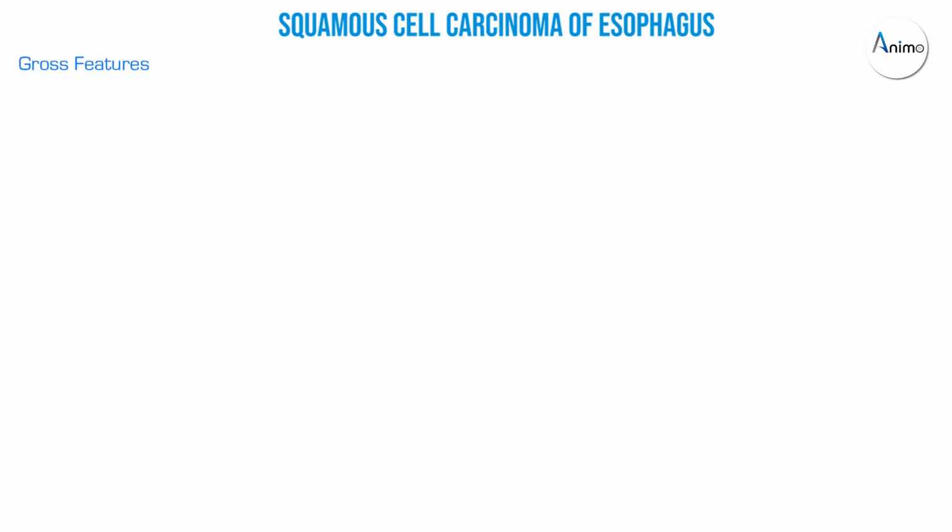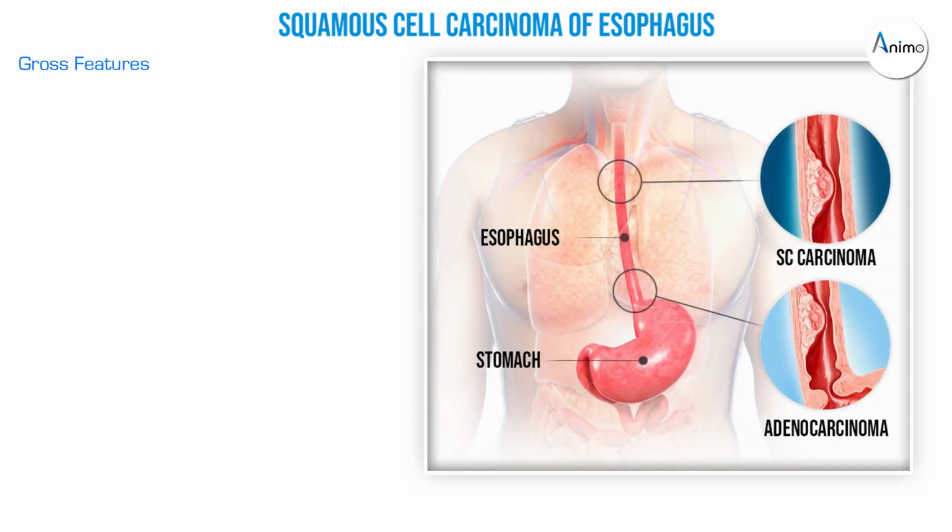Now let's move to the third and the last morphology, which is very important in this regard, and this is the squamous cell carcinoma of the esophagus. Starting from the gross features, you have to precisely remember that the location of this squamous cell carcinoma is the middle third of the esophagus. Note that again, it is located in the middle third of the esophagus. Very important. You need to know that.